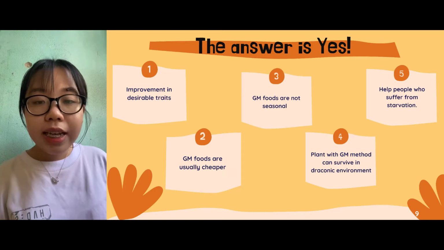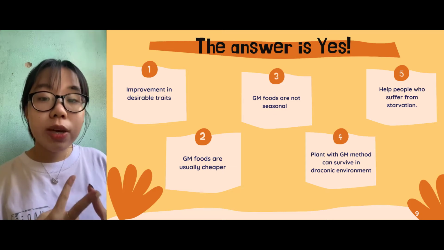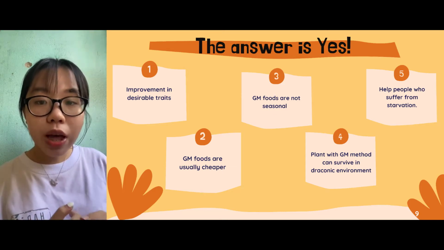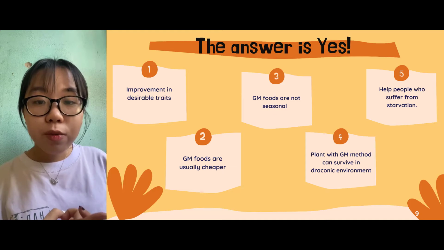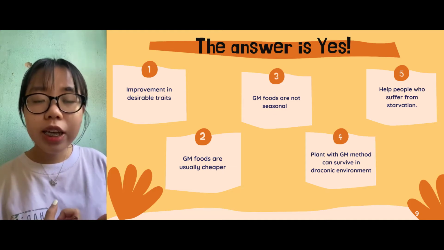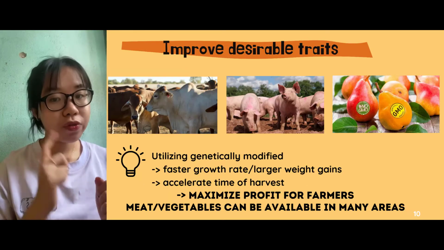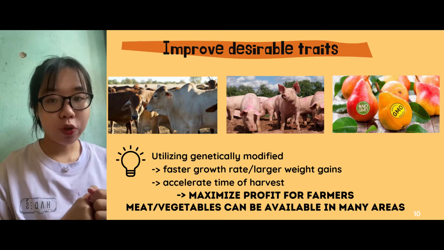The first reason is that GMF can bring improvement in desirable traits. Second, GM food is usually cheaper. Third, GM foods are not seasonal. Fourth, plants with the GM method can survive in draconian environments. And finally, GM foods can help people suffering from starvation. And now, let's move to the first reason: improved desirable traits.